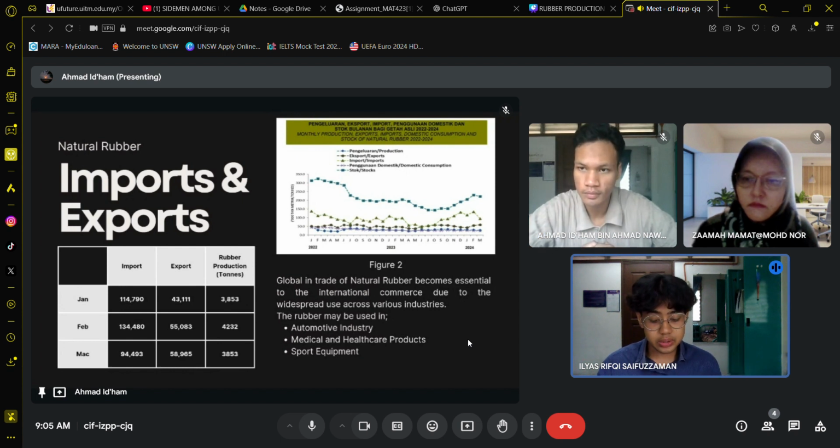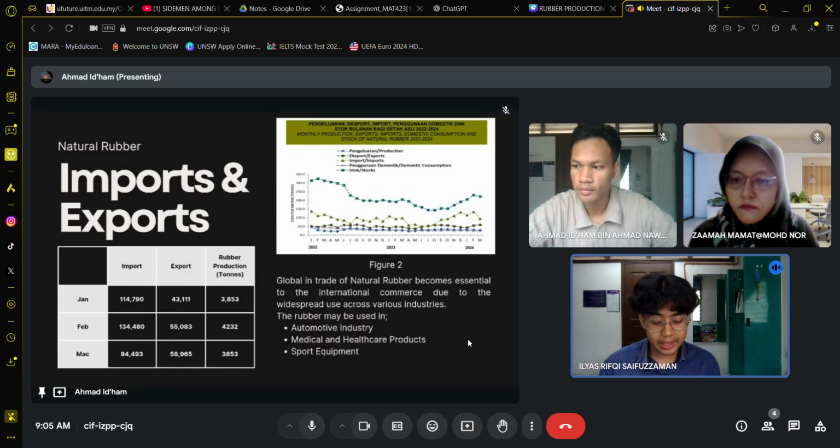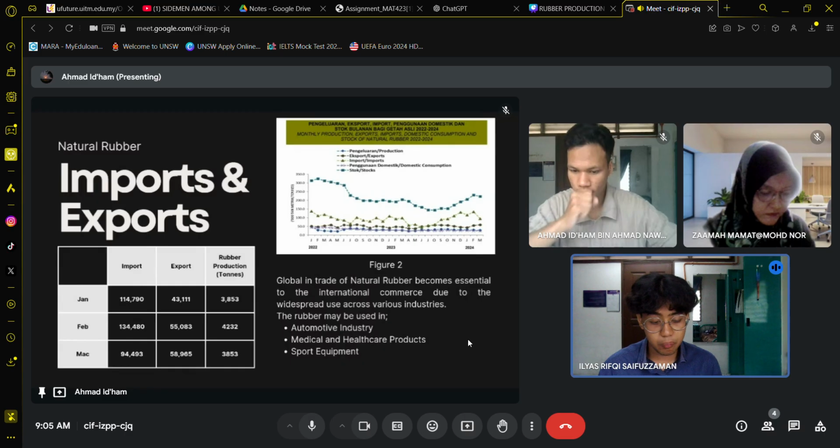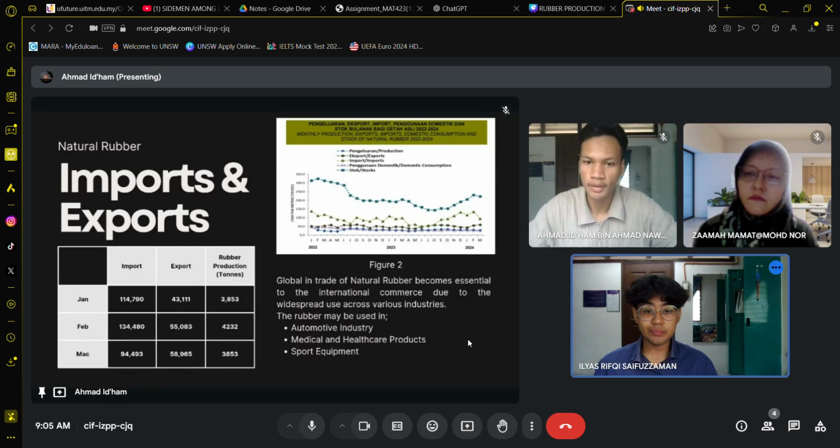A strong export sector contributes to a healthier trade balance, enhances currency stability, and strengthens the economy's resilience to domestic downturns. While both imports and exports are essential for a balanced economy, exports play a crucial role in building economic prosperity and global competitiveness. I would like to give it back to Idham for the conclusion.